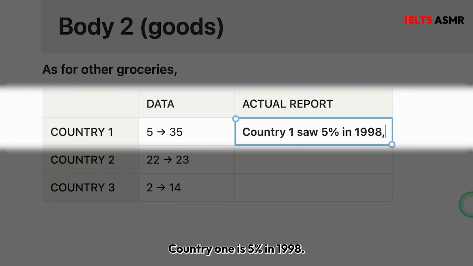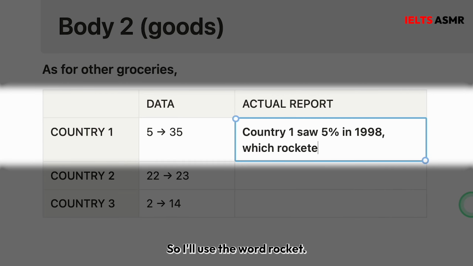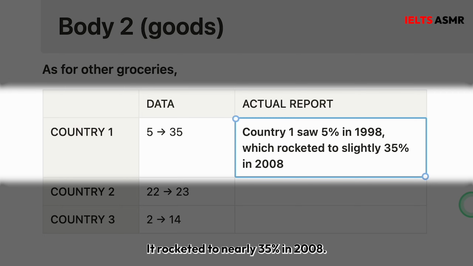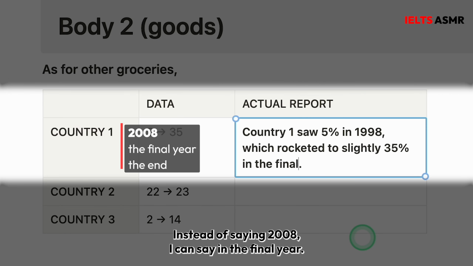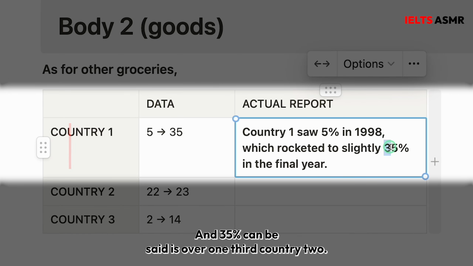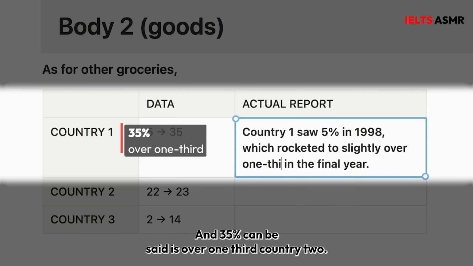Country 1 is 5% in 1998, and here it increased quite a lot, so I'll use the word rocket. It rocketed to nearly 35% in 2008. Instead of saying 2008, I can say in the final year, and 35% can be said as over 1/3.